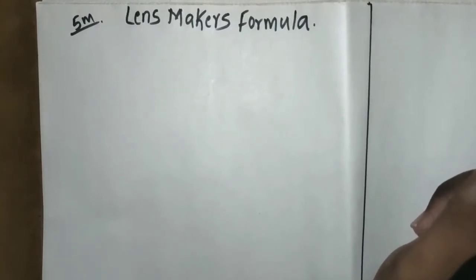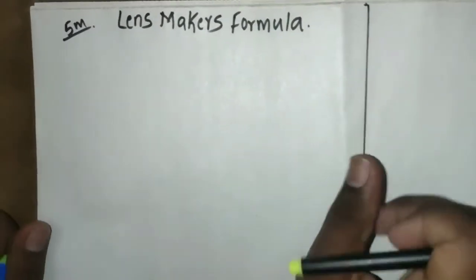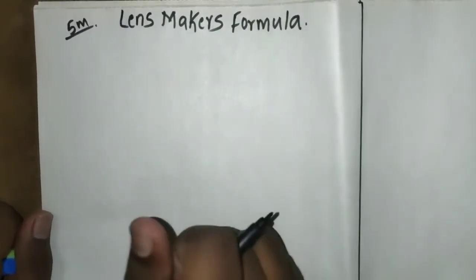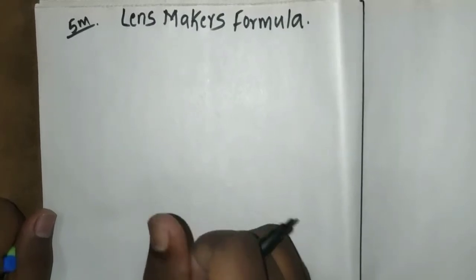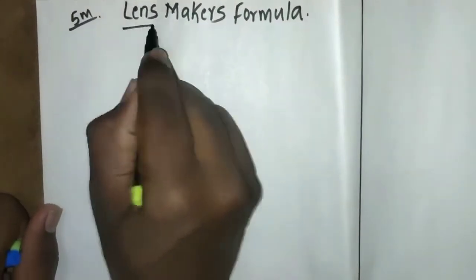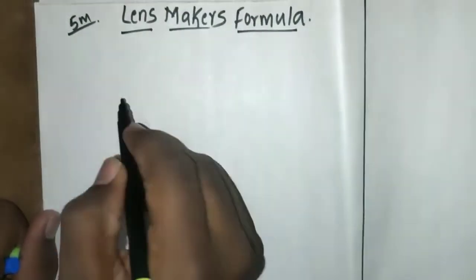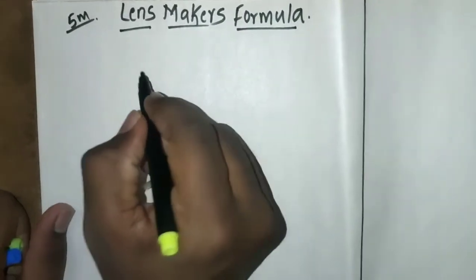Now I will derive the lens maker's formula from the chapter Ray Optics of class 12th. Let's start this very important derivation, which comes for 5 marks in Part D section. The lens maker's formula, I will start with the diagram.